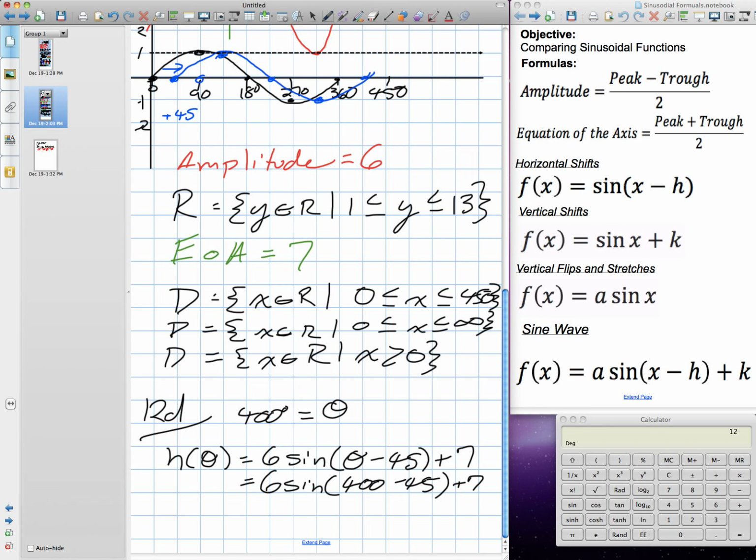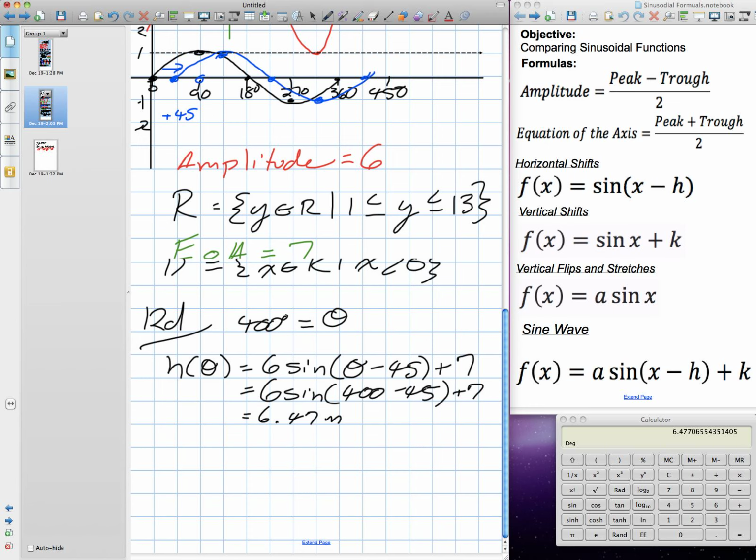It says in the question they want to know how far it is after 400. So we take 400 and we subtract 45. I then put that to sine. I multiply it by 6. And then I add 7. So the height at 400 degrees would be 6.47 meters above the ground.